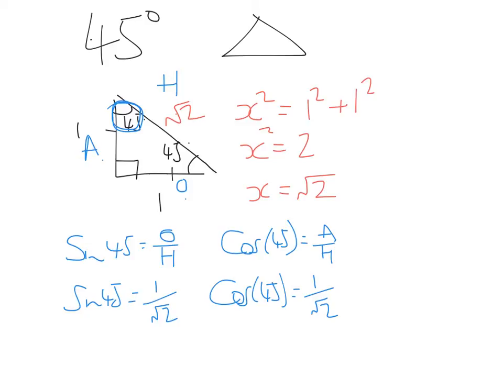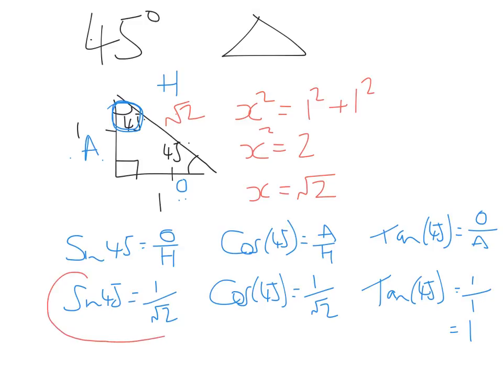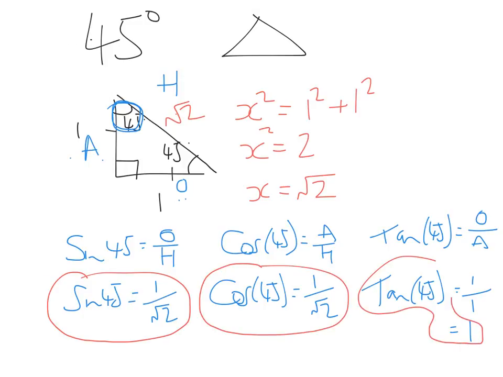Finally, for the exact value of tan 45, we know that tan 45 is equal to opposite over adjacent, and this means that tan 45 is equal to 1 over 1, which is therefore equal to 1. We now have our exact values. We have sine 45 is 1 over root 2, cos 45 is 1 over root 2, and tan 45 is equal to 1.